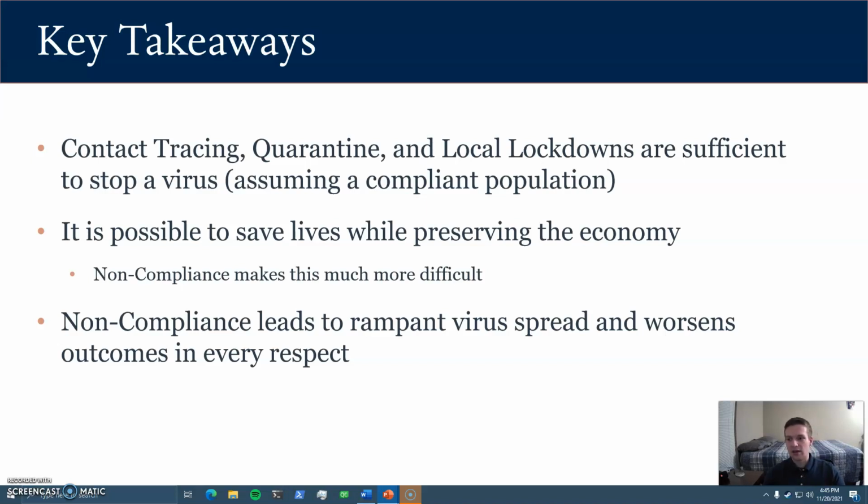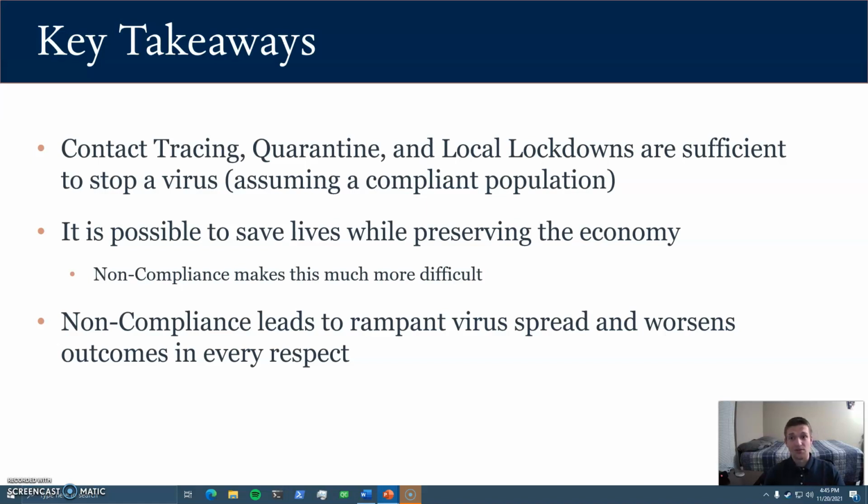The second key takeaway, it is in fact possible to save lives while also preserving the economy. Those are not mutually exclusive. In some cases, saving lives actually leads to the best economic outcome by knocking out the virus quickly. So that was a very interesting finding to see. One important asterisk to put there is that non-compliance makes this much more difficult. So the more people in the population that don't comply with the strategies, all in all, it makes preserving the economy much harder while focusing also on saving lives.